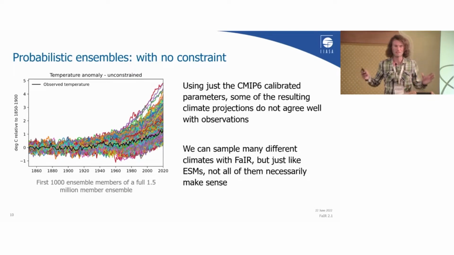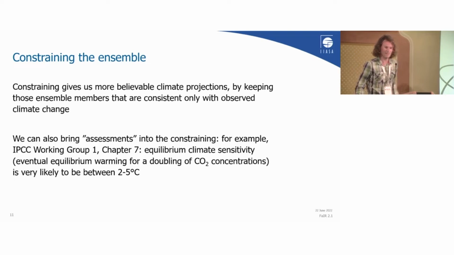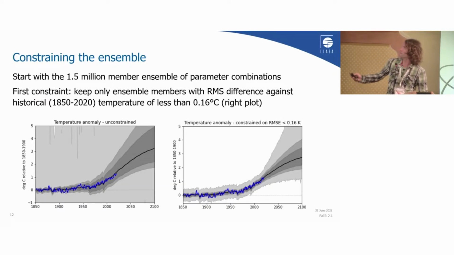So what we want to do is constrain this ensemble to only keep those ensemble members that have reproduced reality. So I will speed up. Okay. So we can look at constraining. We can look at historical temperature. We can also bring assessments into those constraints, for example, the equilibrium climate sensitivity from CMIP6. And we get a constrained range on the right.